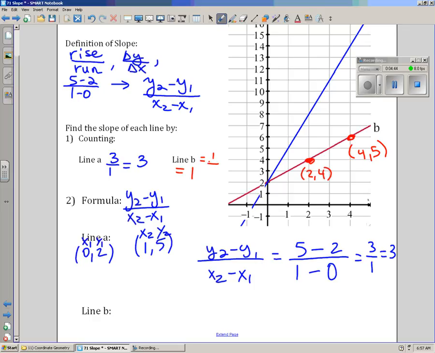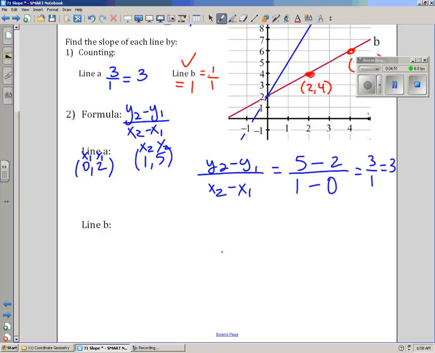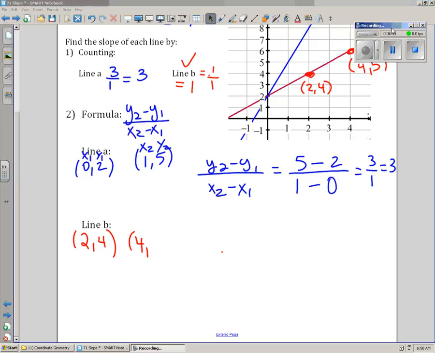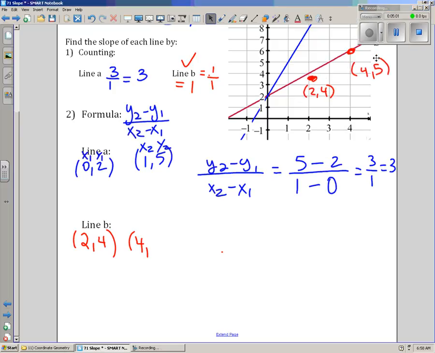It should be, whoops, I erased that before. It should be 1 over 1 no matter what points we choose. So I want to choose those 2 points. I chose 2, 4 and 4, 5. Oh, I'm sorry. You know what? That point is actually 4, 6. My bad. That point is 4 comma 6. I glanced at it real quick.